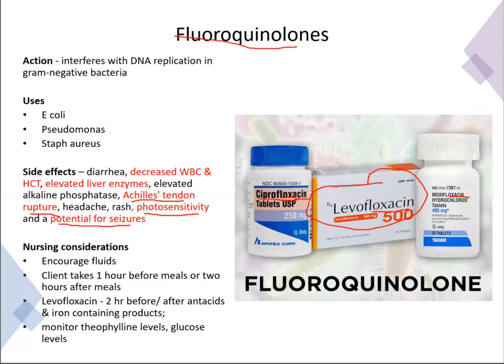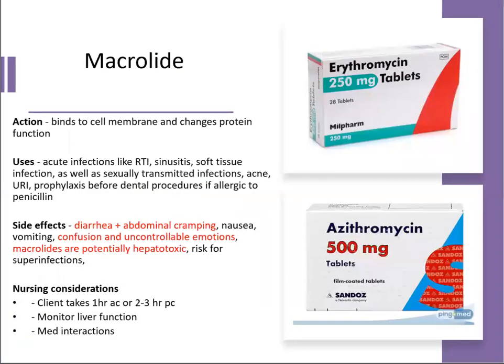With macrolides, this is another class, another family of antibiotics. You'll see drugs such as erythromycin. So you can see thromycin here. And again, we also see azithromycin here. So that's one way to know your macrolides. They end with thromycin. And we know that these drugs bind to the cell membrane and they change protein function. They are bacteriostatic as well as bactericidal.